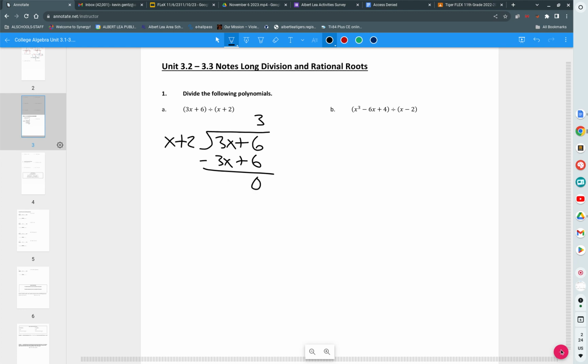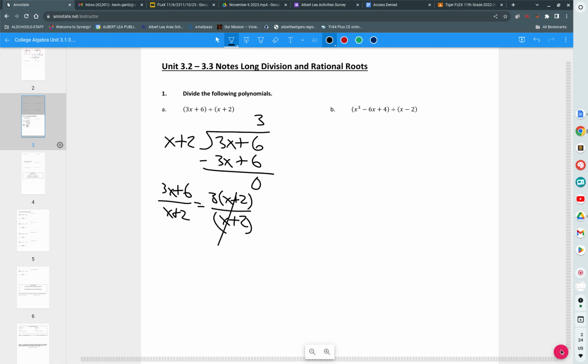Now, that shouldn't be too surprising, because if you took 3x plus 6 and divided it by x plus 2, notice you could factor 3 out of the top, and then the x plus 2's would just reduce to 1, right? I mean, that's not surprising at all. But that's easy to see, because you can see that 3x plus 6 factors easily.